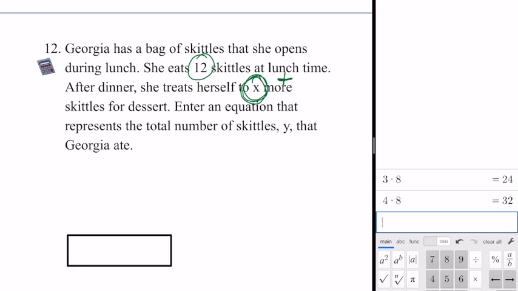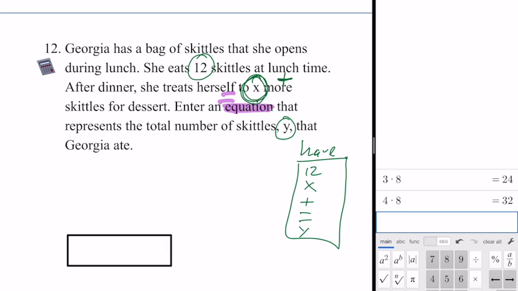Enter an equation. Here's what I was talking about earlier. It told me to write an equation. That means you better have an equal sign in there. That represents the total number of Skittles. There's another letter that Georgia ate. So what did I just circle? I have a 12. I had a letter X. I have a plus. I have an equal sign because it's an equation, and I have a Y.